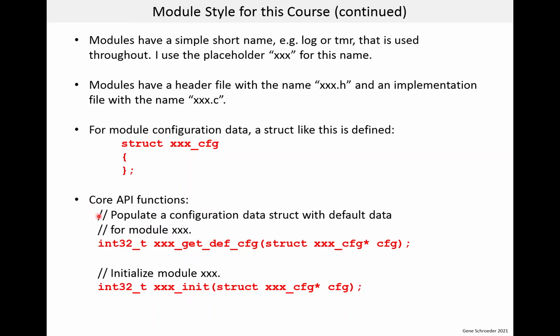The first API is used to get the default configuration data for a module, if configuration is required. This function frees the module user from having to know the configuration default parameters and fill them in. It's especially handy if there are many parameters and you only want to set one. You just create a structure, call this function to get the defaults, it will fill them in, and then you modify what you need before doing the module initialization.